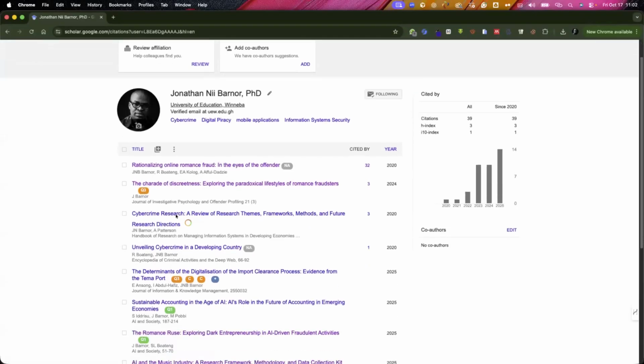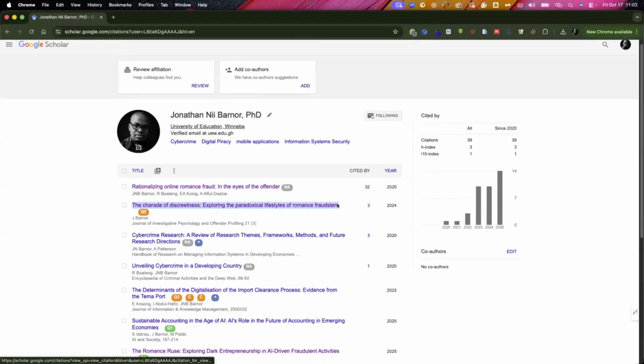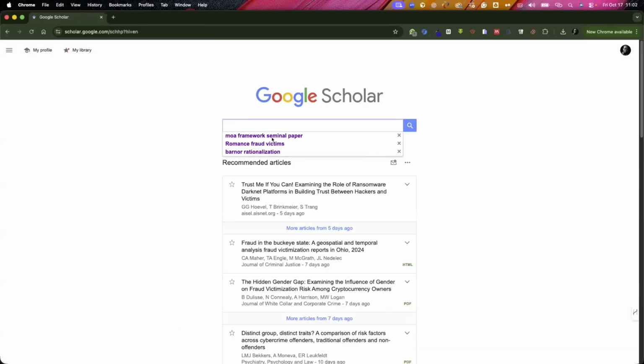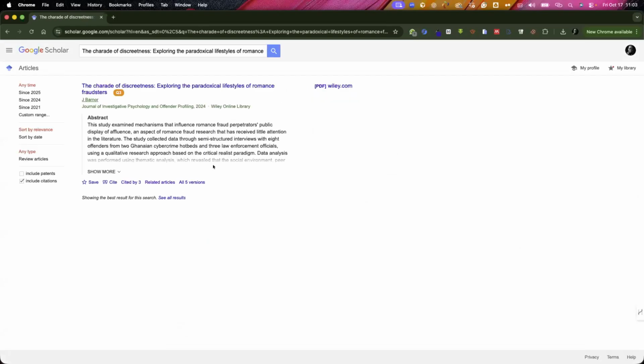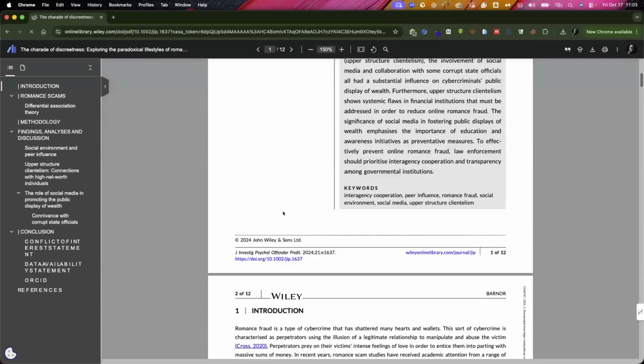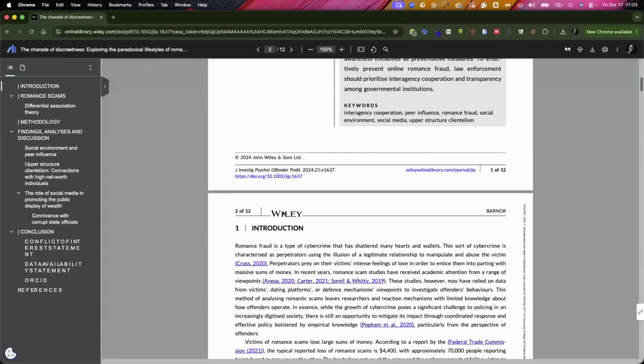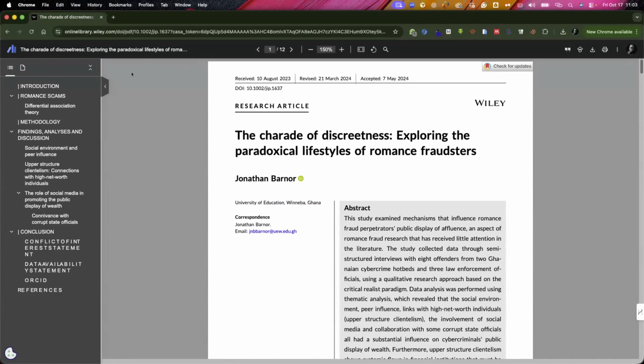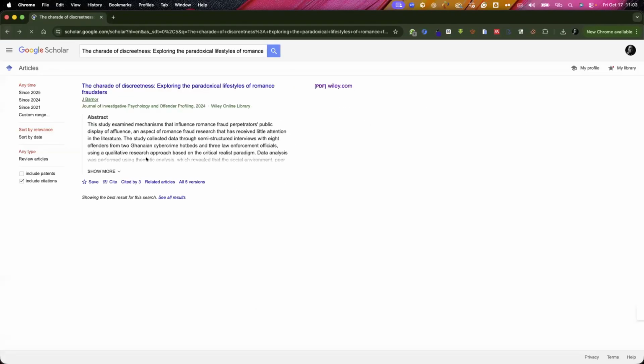This is my page. Let's assume we want to use this article, for example. So this is the article we want to use. From the article itself, it will tell you how to cite that article. If the referencing style is not there, then you would have to... okay, this one doesn't tell you how to reference the article.